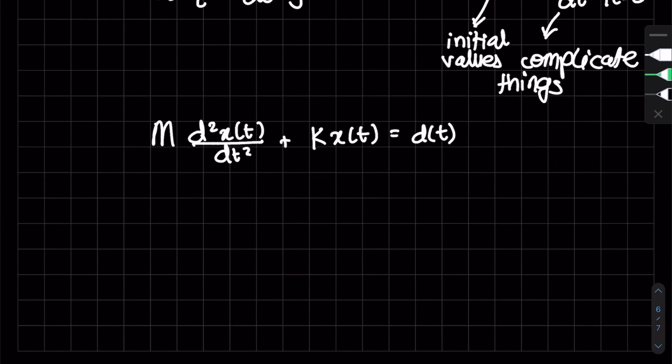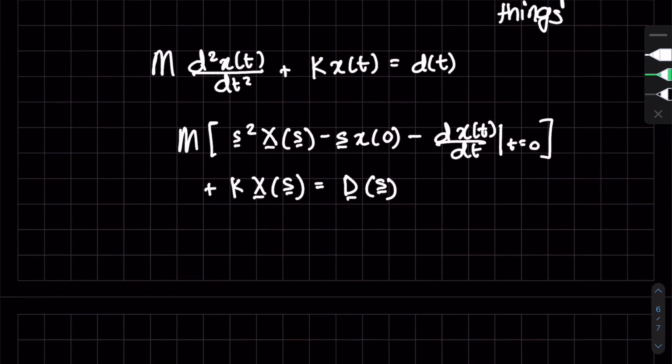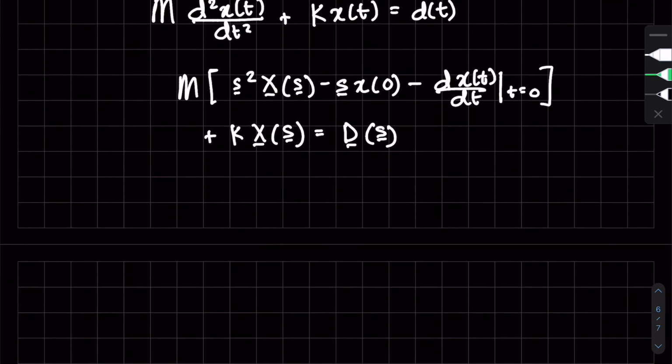So we have mass. You can Laplace transform both sides. We get m times s squared, capital X of s, minus s times x of 0, minus the first derivative of x at the initial time, plus k times capital X of s, equals capital D of s. Of course, I'm underlining because they can be complex.